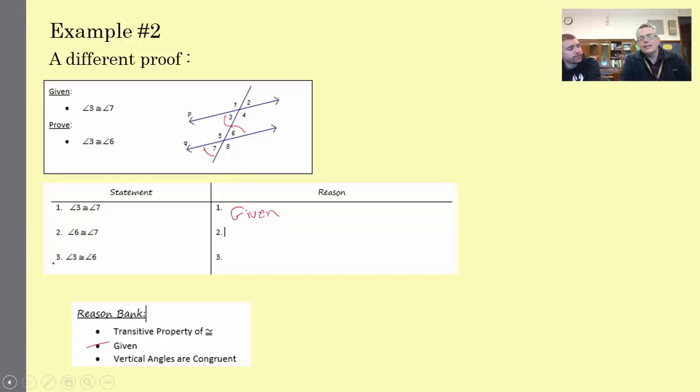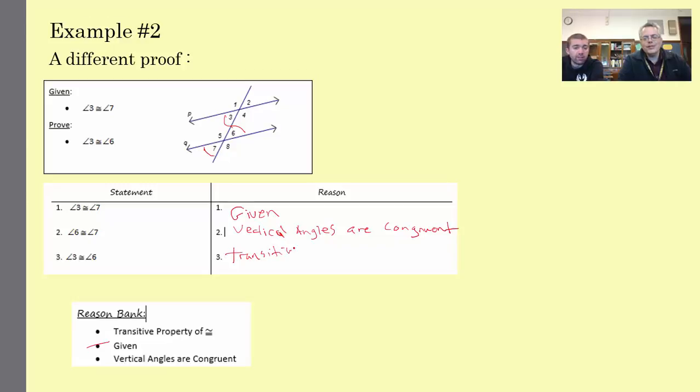All right. Now, 6 and 7 are vertical. Yes, they are. So, if 3 is equal to 7, we could replace 7 with 6. 3 would be equal to 6. Correct. All right. So, our first statement, 3 is congruent to 7? That's given. 6 is congruent to 7? That would be vertical angles are congruent. Awesome. Now, if 3 is equal to 7, and 6 is equal to 7, 3 is congruent to 6. That's called the transitive property.